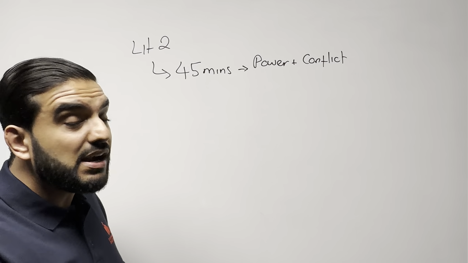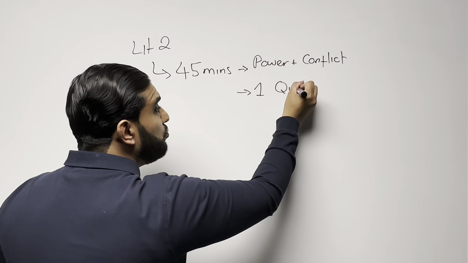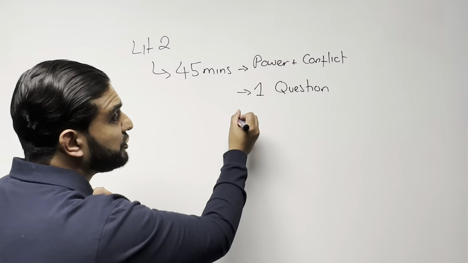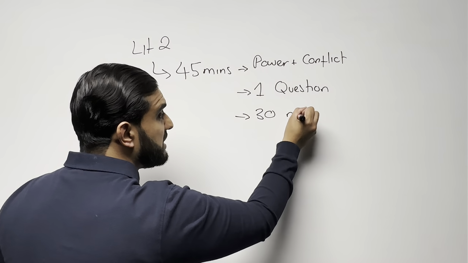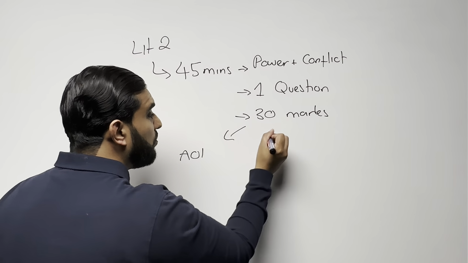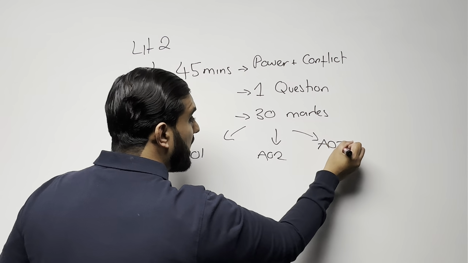Now, how does the exam work? For the Power and Conflict section, you get one question in your exam. And this question is marked out of 30. It is a 30 mark question. And it marks you on AO1, it marks you on AO2, and it marks you on AO3.